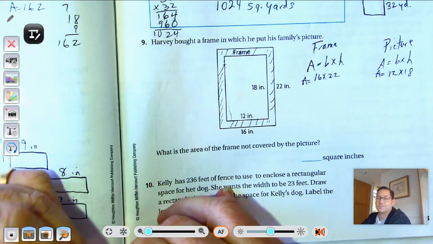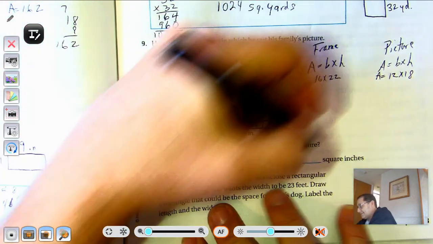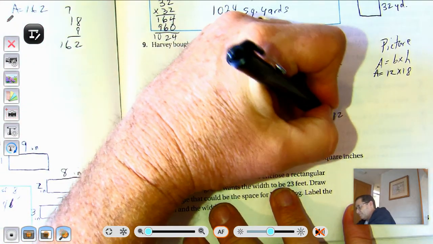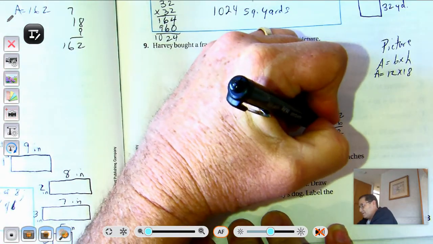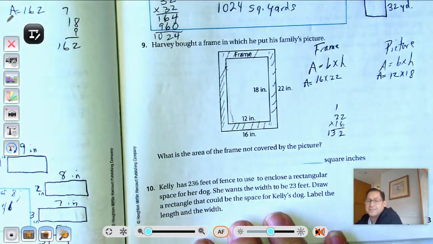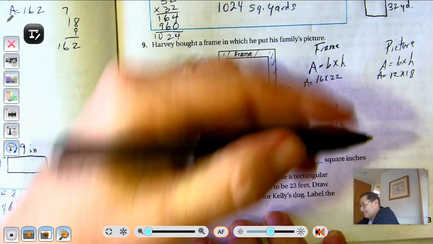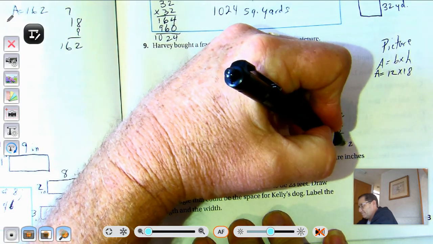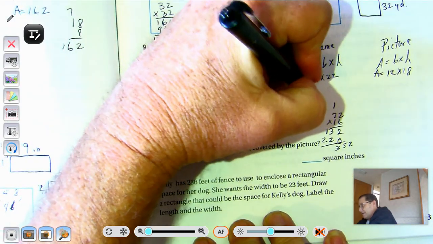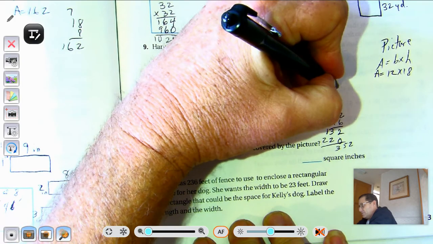All right. 16 times 22. 6 times 2 is 12. 12 plus 1 is 13. We're now going to multiply 22 by 10. 22 times 10 is 220. So the area of the frame is 352 square inches.